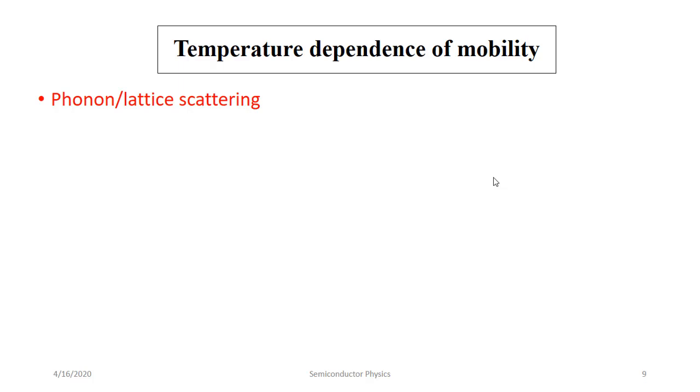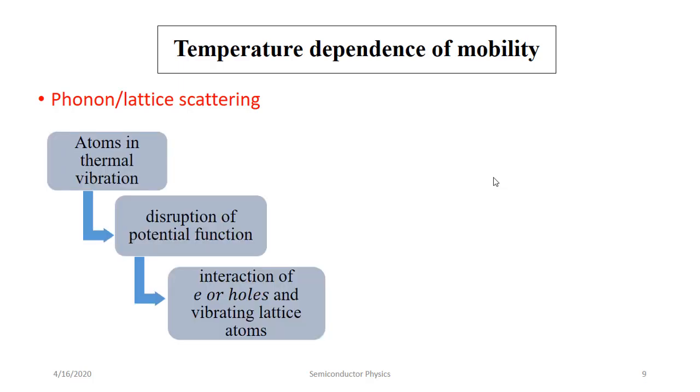Now we will talk about the temperature dependence of our mobility, like how temperature is going to affect the mobility of carriers. We know there are phonons and there is some lattice scattering. Atoms are continuously in thermal vibration, and in return there is some disruption in the potential function, and this disruption of the potential function would finally generate some interaction between our electrons and holes and the atoms that are vibrating along the lattice. So we know our mobility is proportional to the temperature to the power of -3/2. So this is how your mobility is going to be affected.